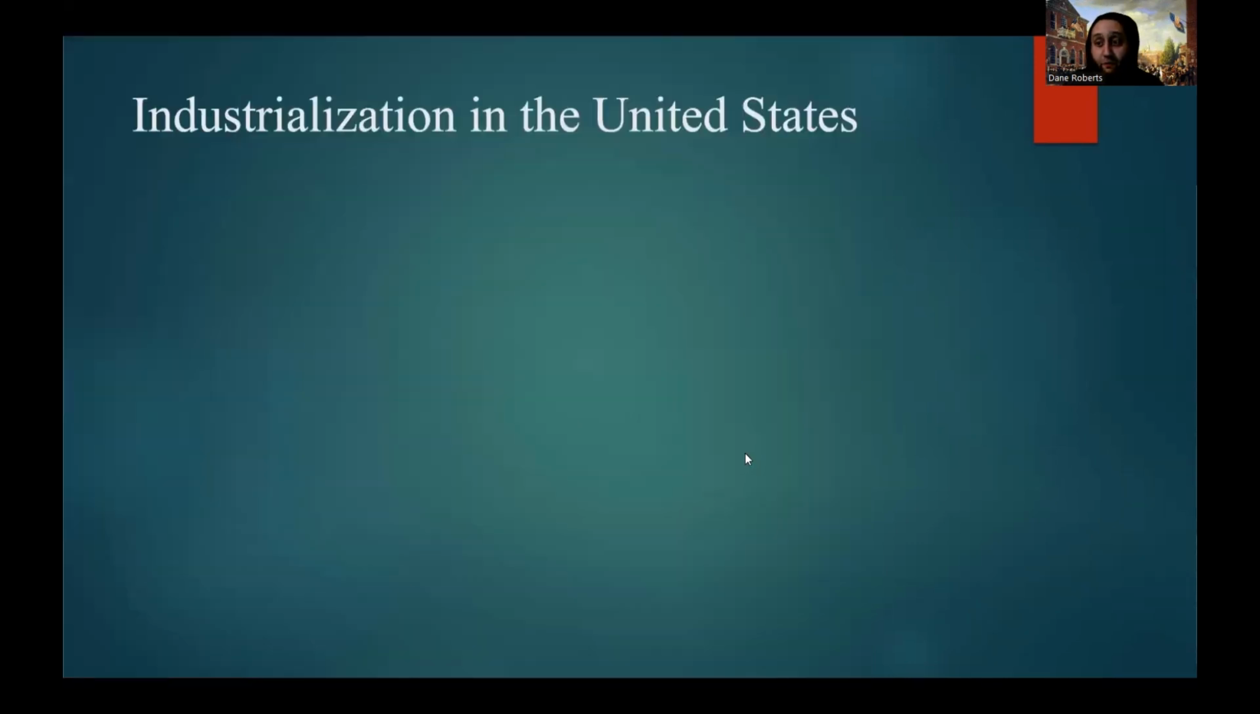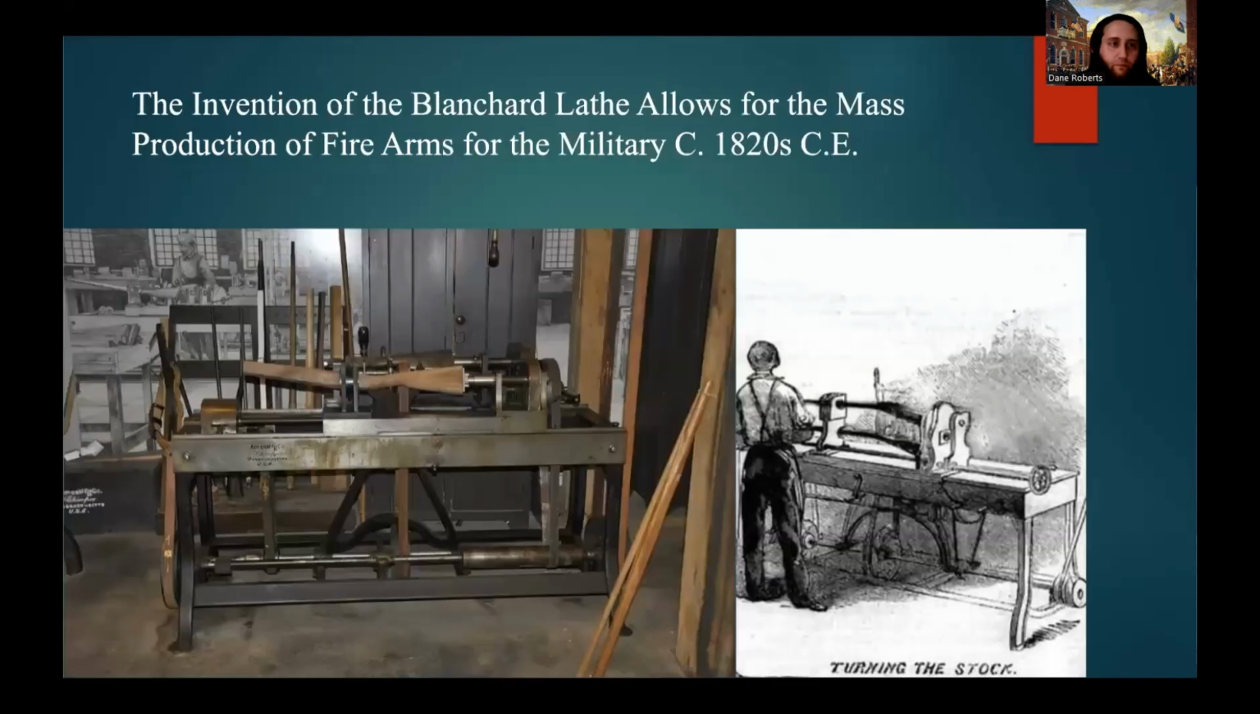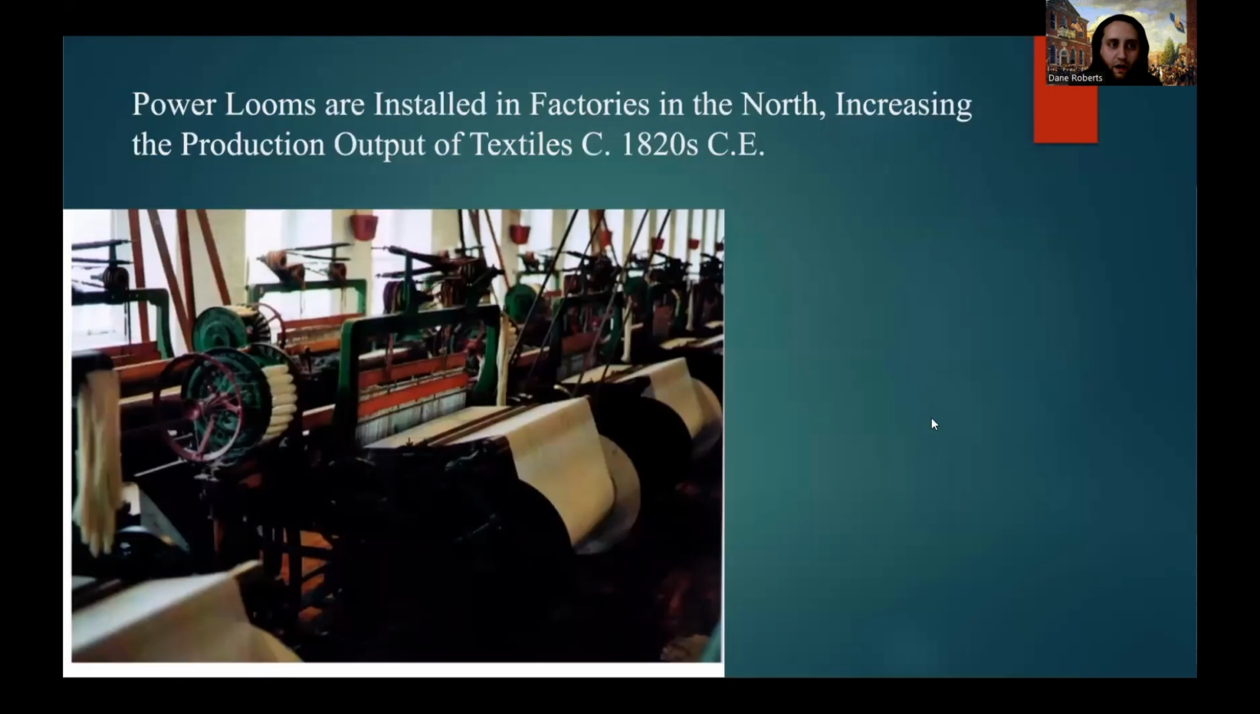And of course, unsurprisingly, the industrialization of the North leads us to our next section, industrialization in the United States. With industrialization starting really in the 1820s, with inventions such as the Blanchard lathe, which allowed for the mass production of firearms for the military, as well as the invention and installation of power looms in factories in the North, which increased the production output of textiles.